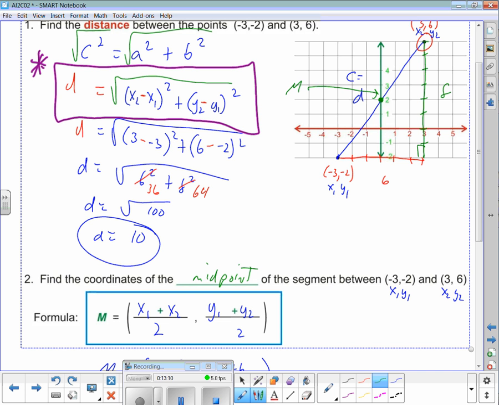But again, you're not going to draw a picture. You're not going to take that time to draw a picture. You're simply going to run the formula, let the formula take care of itself. All right, so you got distance formula, you got a midpoint formula.